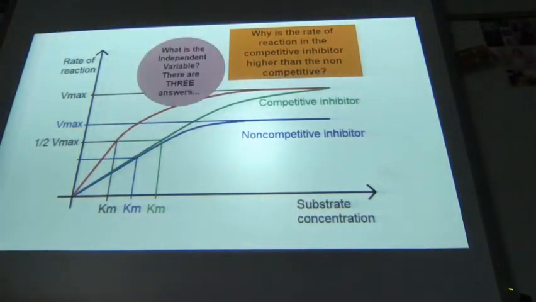Hey, what's an independent variable here? Whoa, bounce back to some experimental design. Substrate concentration. Yes, there's one. The inhibitors are also ones, right? Your non-competitive inhibitor and your competitive inhibitor. I don't know what the red line is. Maybe the red line's like normal, without any inhibitors. I don't know. Did it tell you?